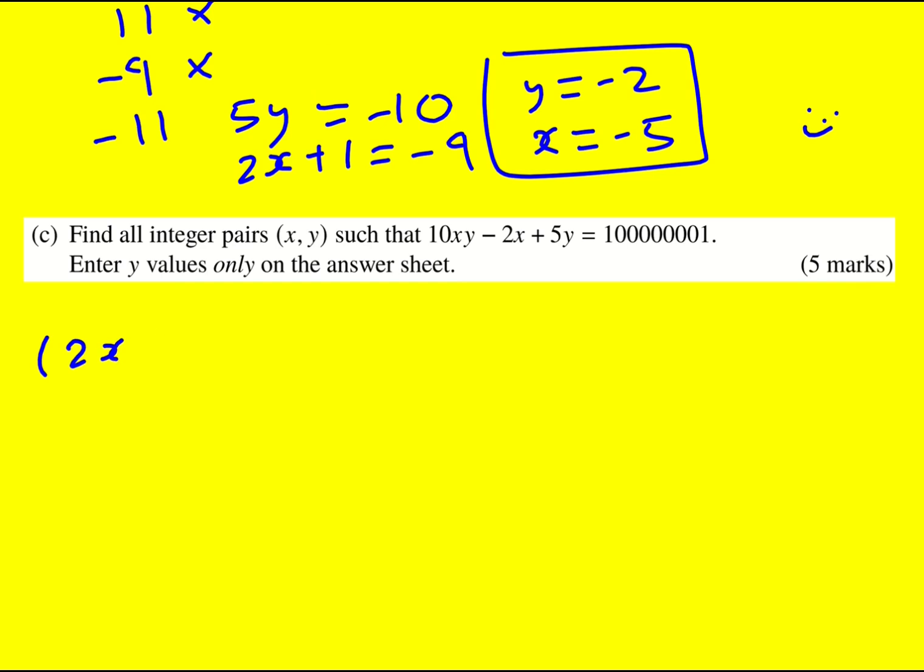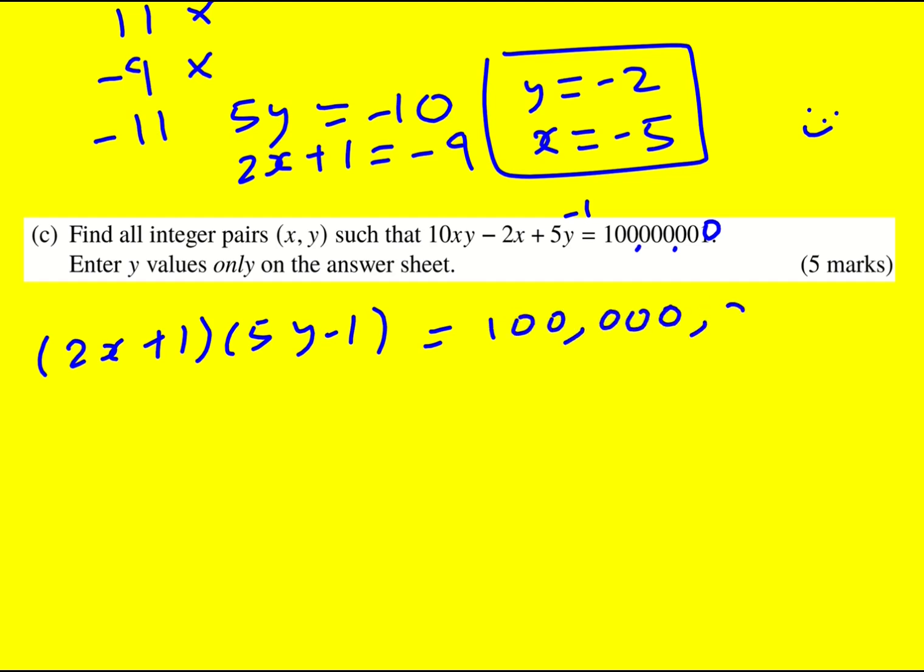So we've got 2x plus 1, 5y minus 1 as before. Now I'm going to have to minus 1 from both sides to get that, so this will change to a 0. And then I've got 8 zeros. It's really useful to write things with commas just to get a feeling for it. So it's 100 million.